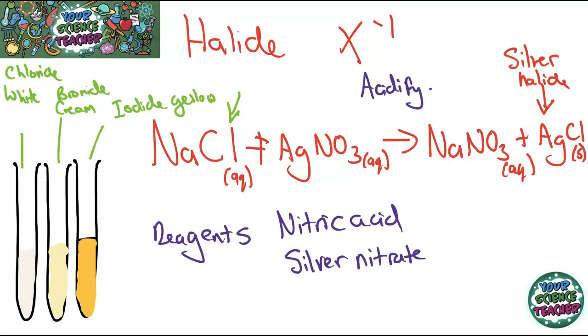So here again, what I would do is I'd get this on a flashcard, your reagents, your halide tests, and nitric acid and silver nitrate, and the colours of them precipitates. For iodide it's yellow, bromide it's cream, and chloride is white.